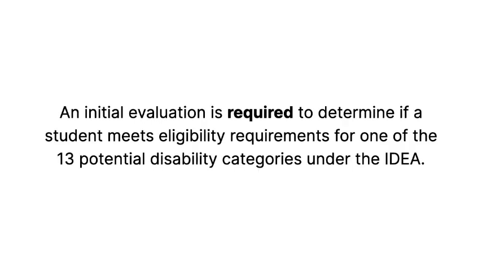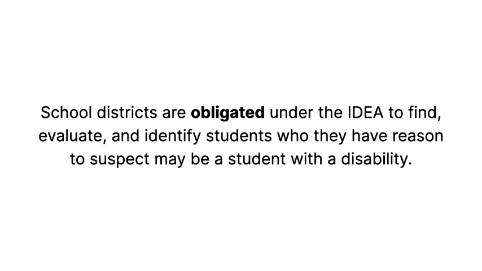An initial evaluation is required to determine if a student meets eligibility requirements for one of the 13 potential disability categories under the IDEA. Students who are referred for an initial evaluation cannot be evaluated without their parents receiving a prior written notice and providing parental consent. School districts are obligated under the IDEA to find, evaluate, and identify students who they have reason to suspect may be a student with a disability. This requirement is known as the child find obligation of the IDEA.